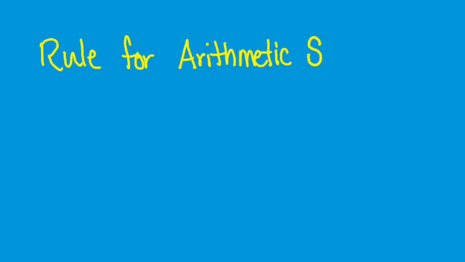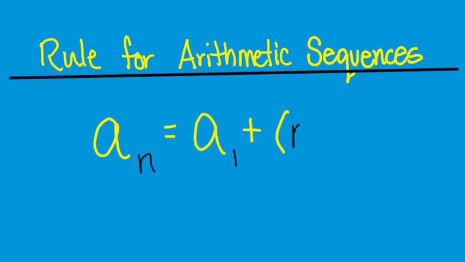Okay, how do I find an arithmetic sequence? Well, there's a rule for that. Yep, that's how we roll in math. We like to let you know how to get there before we make you get there. It's a roadmap. So we have a sub n equals a sub 1 plus (n minus 1) times d. What are we talking about here?